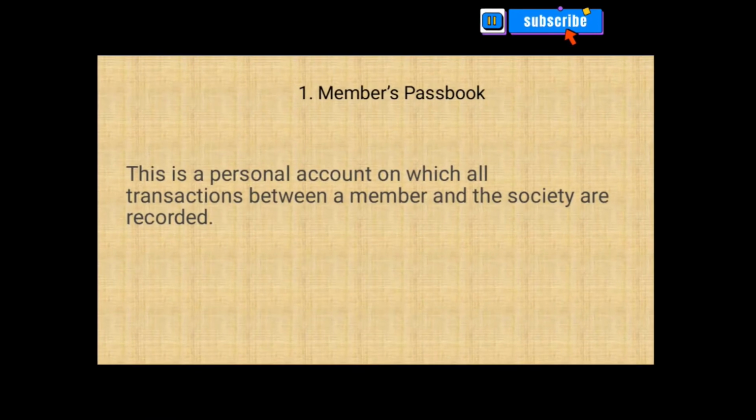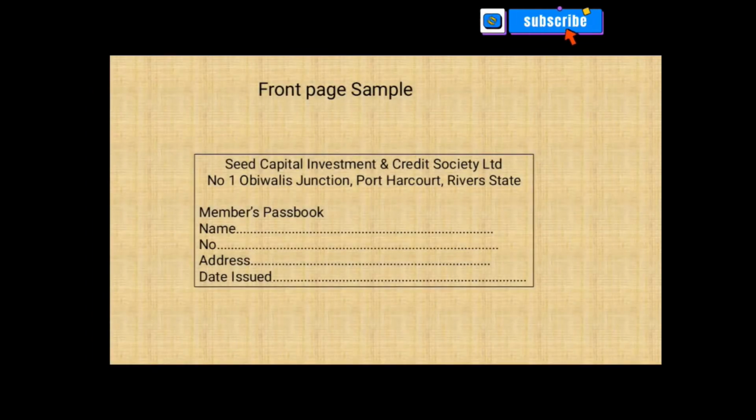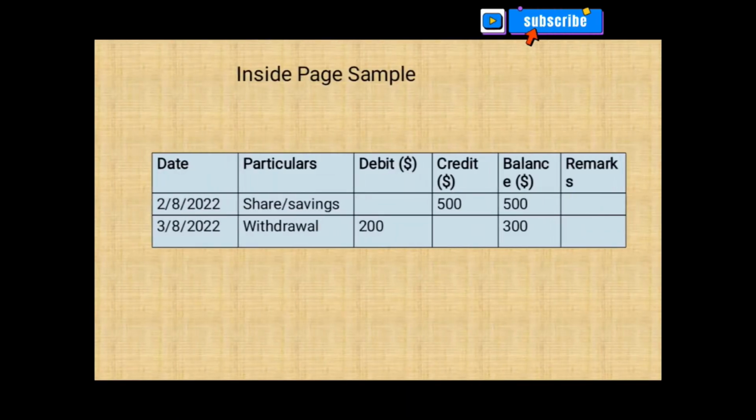Number 1. Member's Passbook. This is a personal account in which all the transactions between a member and the society are recorded. Front page sample. This page of the passbook always has the name of the cooperative society on the top with the address directly below. A form with spaces for the member's name, phone number, address as well as the date of the passbook issue is given. Inside page sample. This most often has a table with rows having headings like date, particulars, debit, credit, balance and remarks.